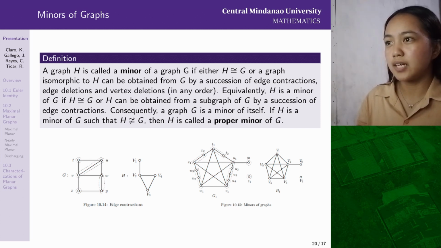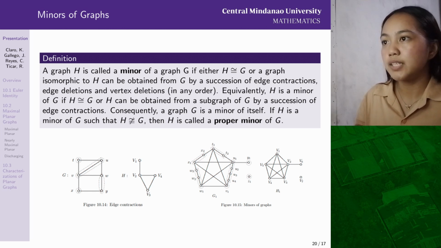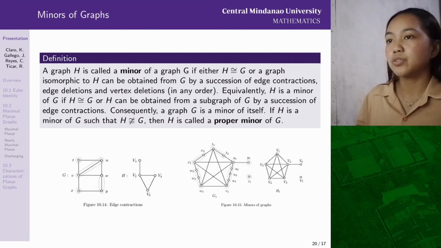And then i-contract ang X sub 1, X sub 2 sa graph G will result to V sub 5 sa graph H sub 1. Then if i-contract ang Y sub 1 sa graph G sub 1 will result to V sub 6.